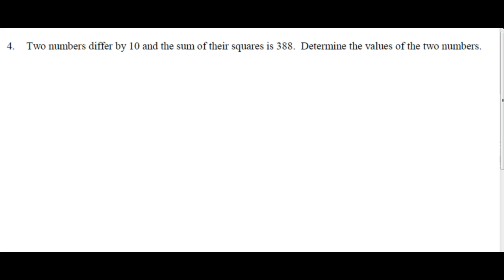Anyways, two numbers differ by 10, and the sum of their squares is 388. Determine the value of the two numbers. So, last sentence in a word problem is always the, this is what you got to find. Well, it's almost always. So what do we got to find? Two numbers. Okay, so let the numbers be what?